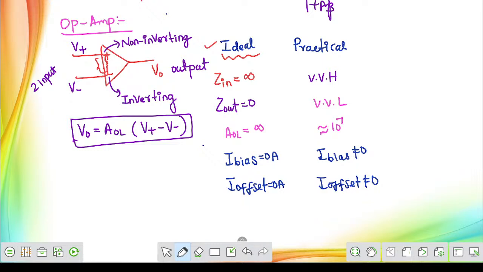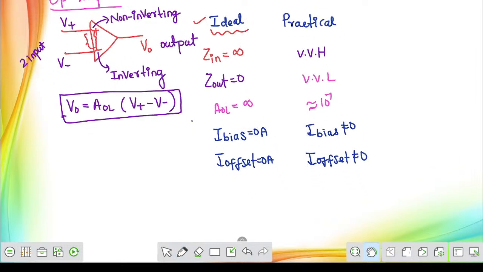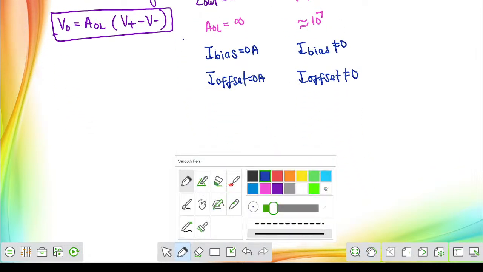Next, if you are observing input offset voltage, in the case of an ideal operational amplifier, the input offset voltage will be approaching 0.